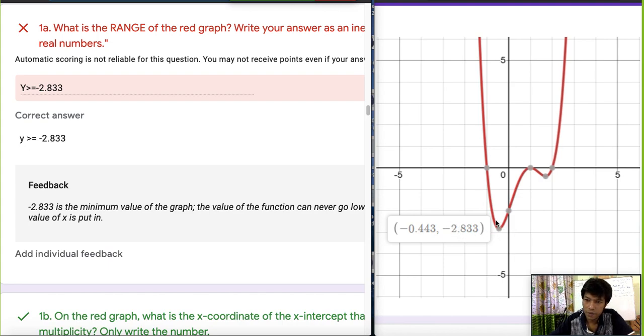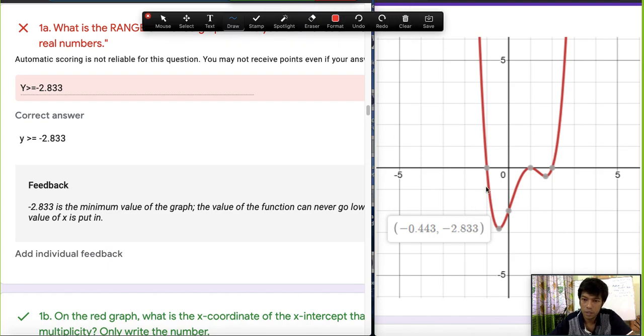This is the lowest value, and the graph is on the positive side. So this is the lowest point where our graph can come, but everywhere else the graph is on the upper side. So this is the lowest point, minus 2.833. That is the lowest point. So let me bring some editing tool.